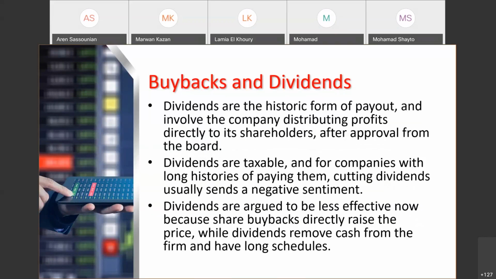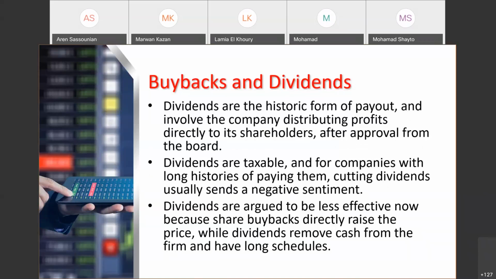Dividends are voted on by the company itself, so the board gets the vote. They say, oh, we made $1 million. We're going to distribute 30% of that back to our shareholders. So $300,000 is distributed back to the shareholders. Obviously, each share gets a proportional amount of the pie. And dividends are taxable. So here's the problem.